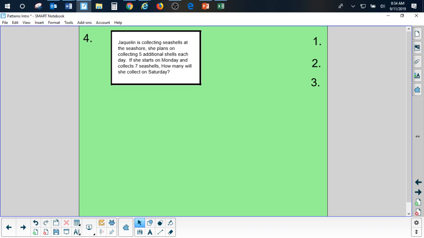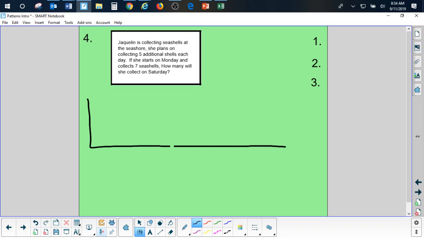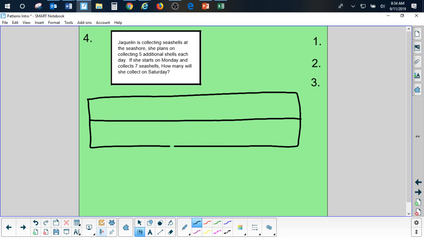Last one's a word problem they can use. In this case, Jacqueline's collecting seashells at the seashore. She plans on collecting 5 additional shells each day. If she wants to start on Monday and collect 7 seashells, how many will she collect on Saturday? So we know she starts on Monday. Again, I'm going to draw my table. In this case, I'm just going to go horizontally, and I'm going to do Monday, Tuesday, Wednesday, Thursday, Friday, and Saturday.